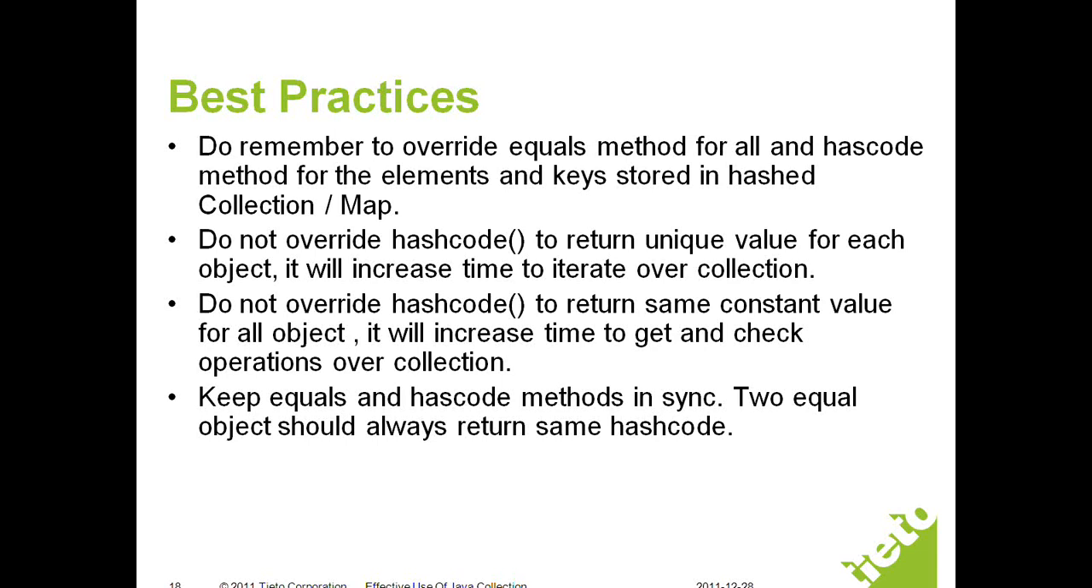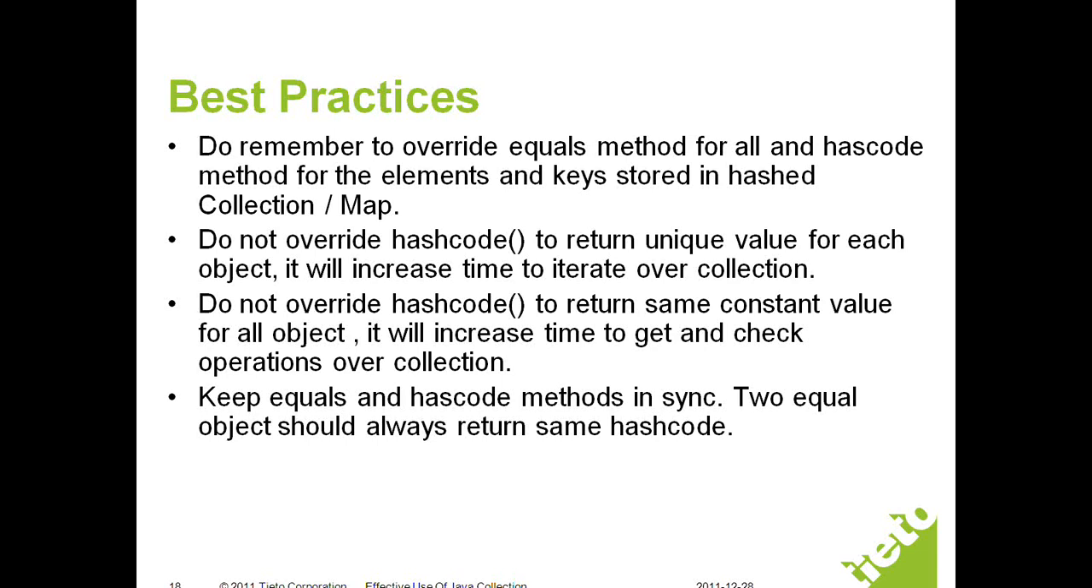HashCode is used to identify the bucket where that object will get stored. So hashCode should be generated in such a way that all the objects we are storing in a hashing type of collection are spread in a balanced way across all the buckets. It should not happen that the number of buckets just keeps increasing with a single object in each bucket, nor should it happen that we put all the objects in a single bucket.